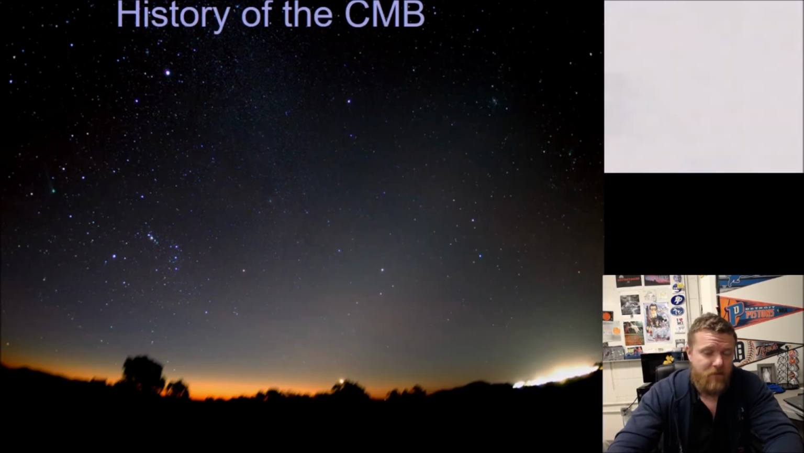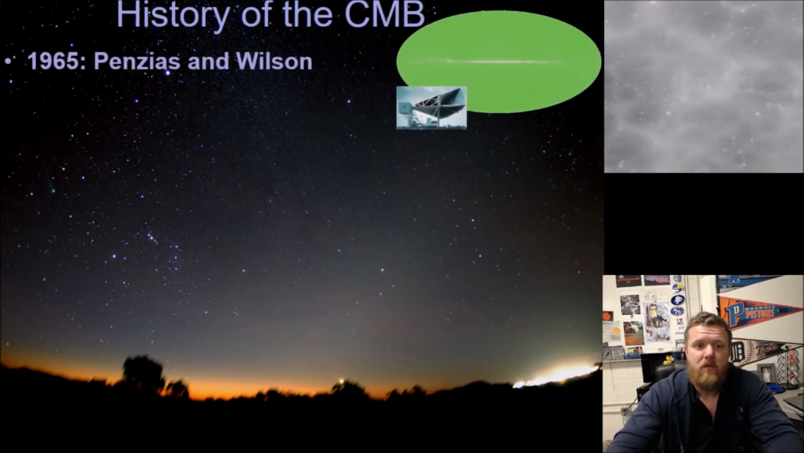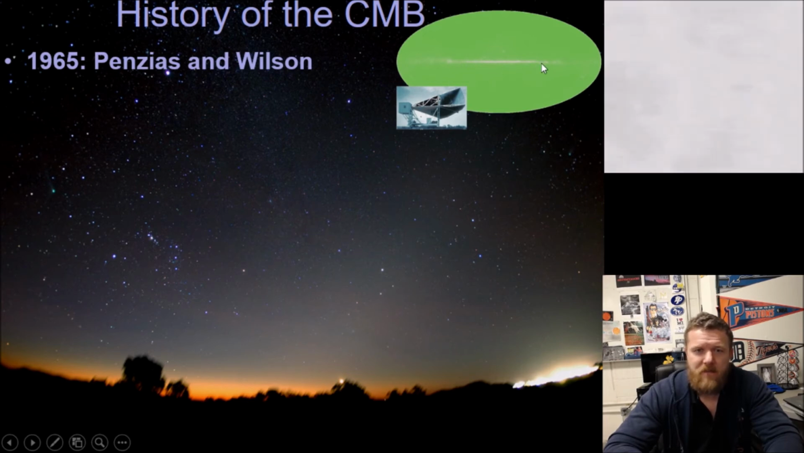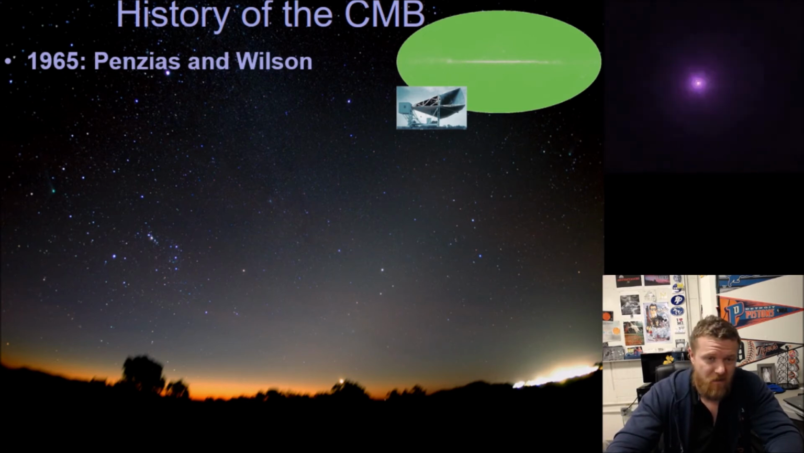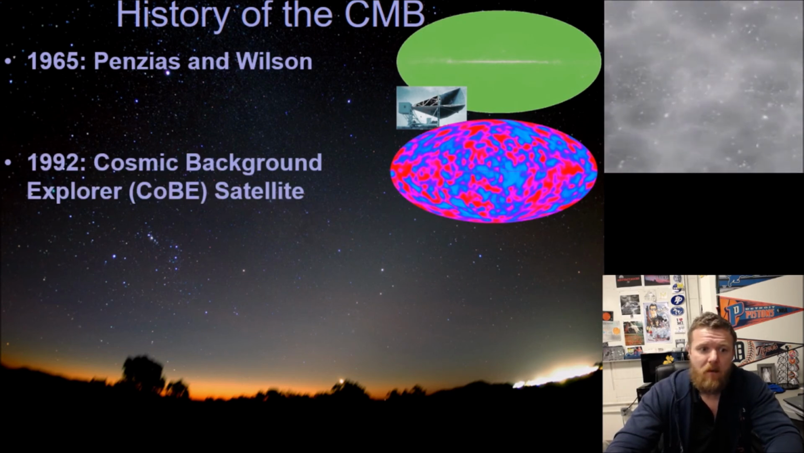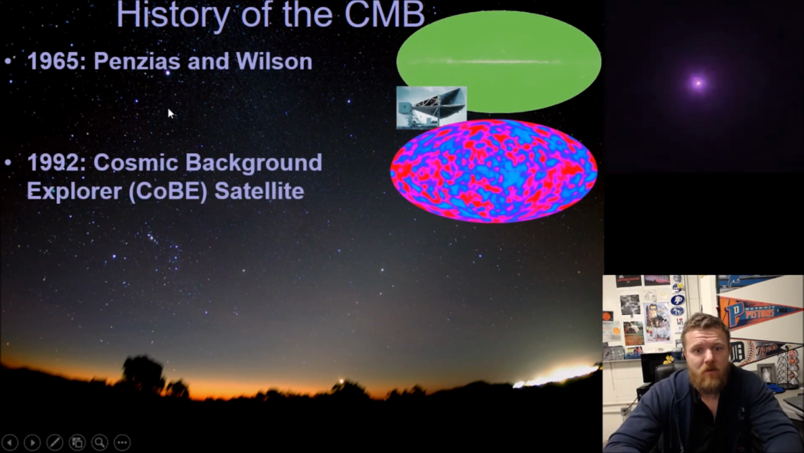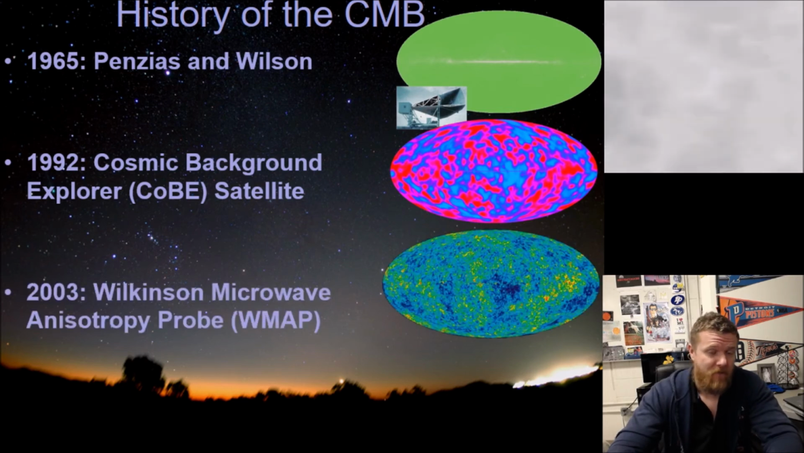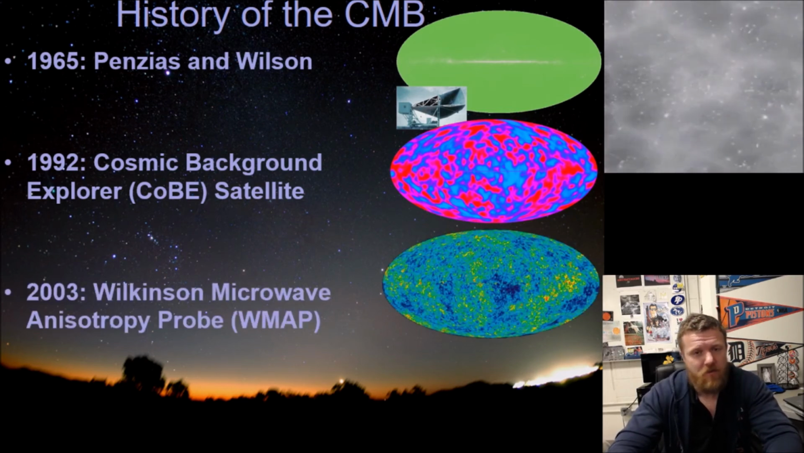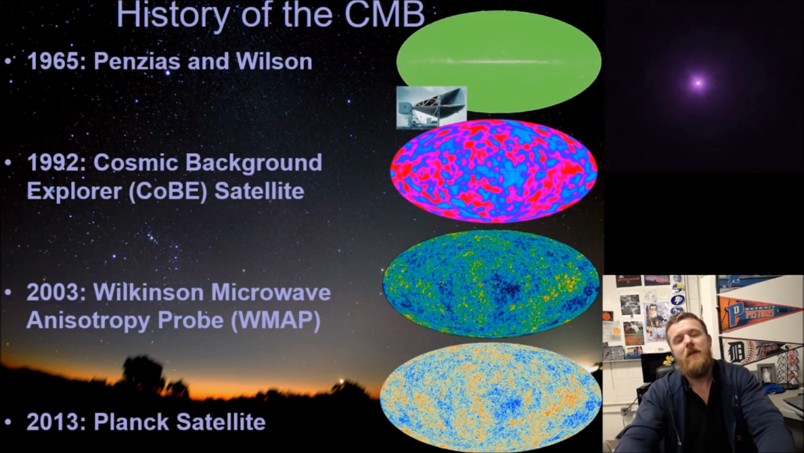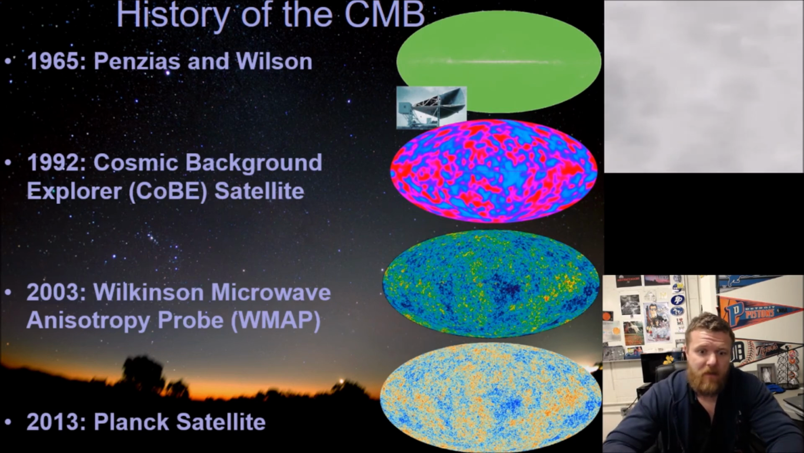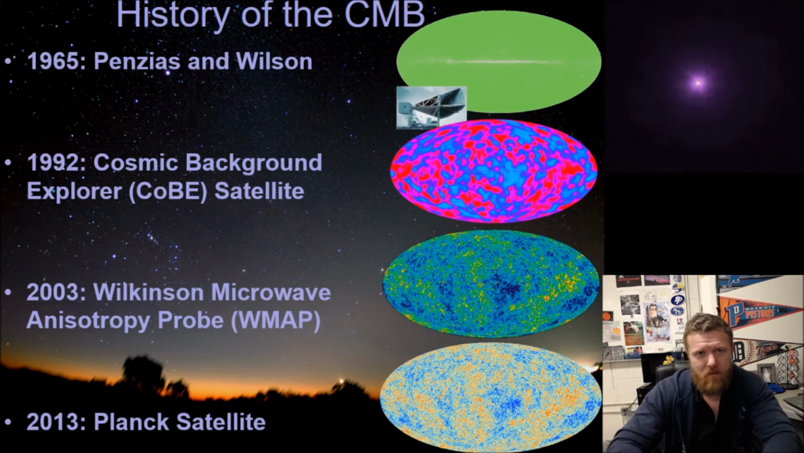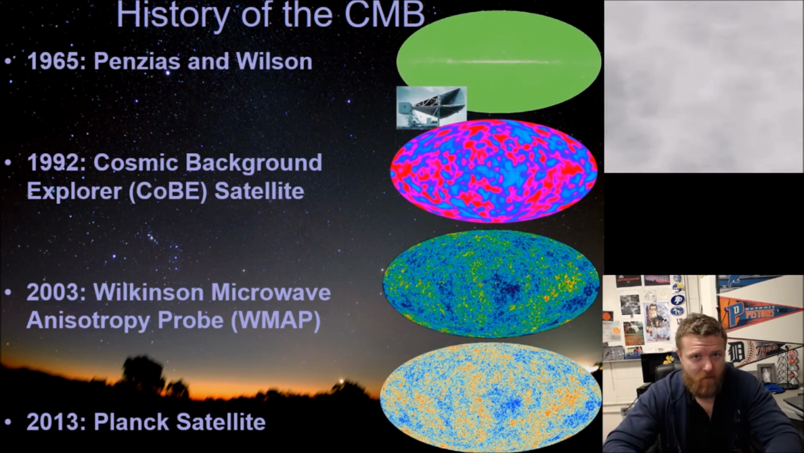The history of the cosmic microwave background radiation. This is what Penzias and Wilson saw, this little fuzzy line right here. Where is this coming from? A couple decades later, COBE went up and measured the temperature of space, and that was the map that they got. A decade after that, WMAP went up and measured much more precisely. And a decade after that, we finally have the Planck satellite. And to date, I believe this is the most detailed map of the cosmic microwave background radiation.